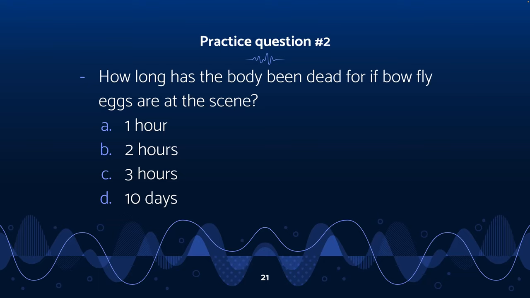All right, so it's 4:25. Most of you were correct. It is A, because if you reference back to the slides, when a fly lays eggs somewhere, it is around one hour into the death.